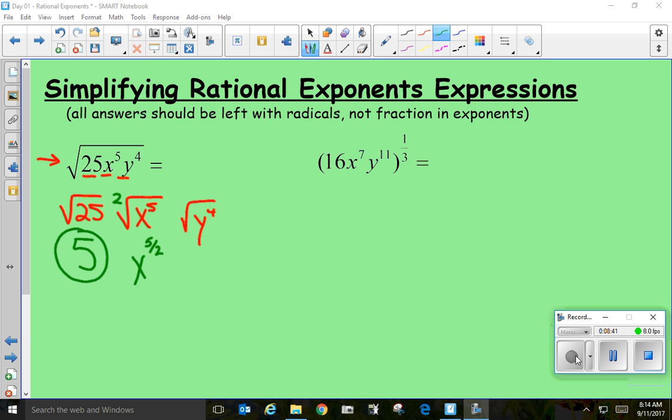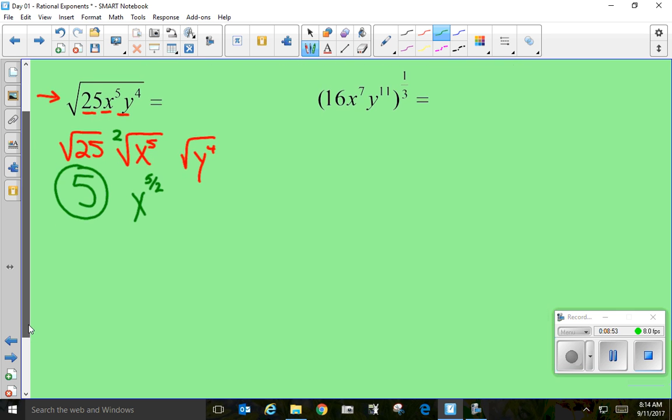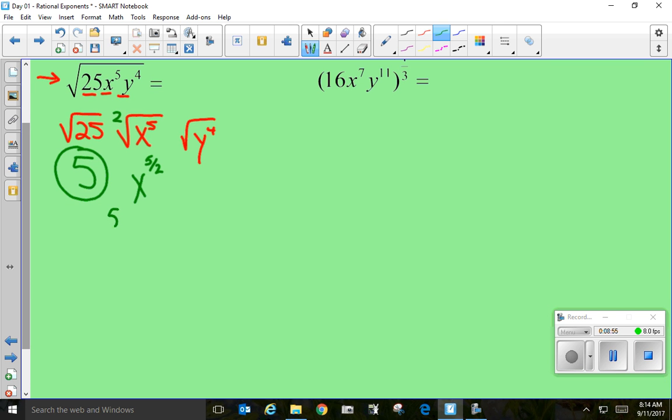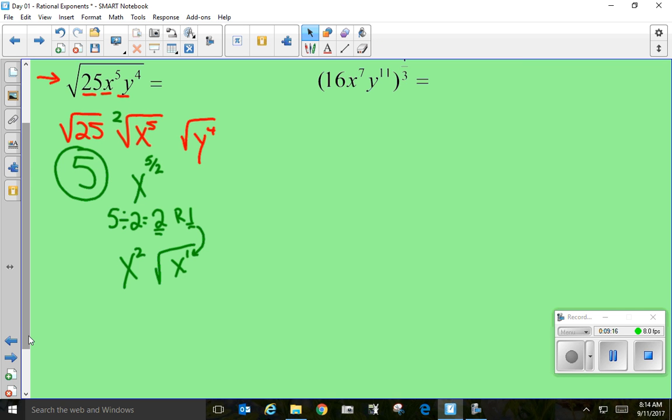2.5. So it's 2 with a remainder of? 1. It's 2 with a remainder of 1. Remember, we did this last year. 5 divided by 2 goes in there twice with a remainder of 1. 2 x's would come out, and 1 x would remain in the radical. There are so many different ways to do that. I'll show you another way visually.